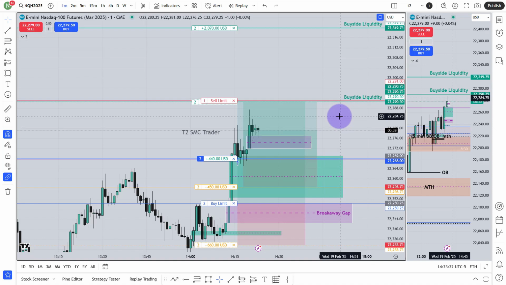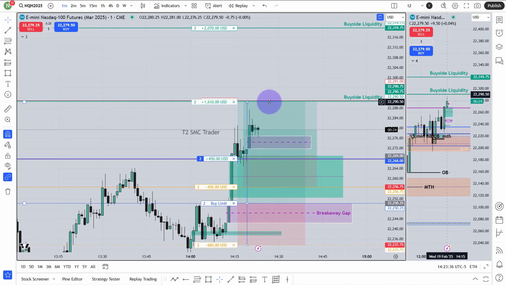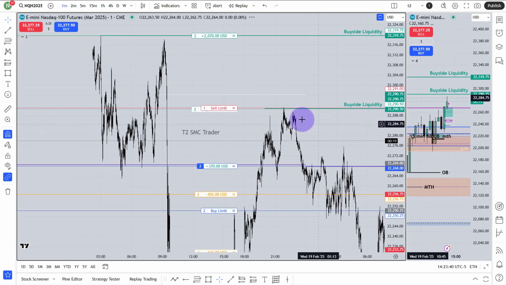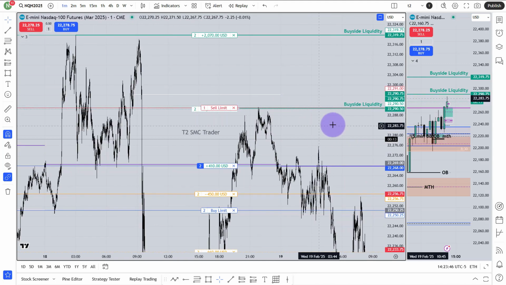Keep watching and keep learning. Can it reverse from here? No, sir. It is your liquidity. Look over there. This liquidity is too clean over here. All of this liquidity or all of this area should be taken first. Then if market would love to fall, it can fall, or whatever it wants to do, it can do. But first it has to reach over here.